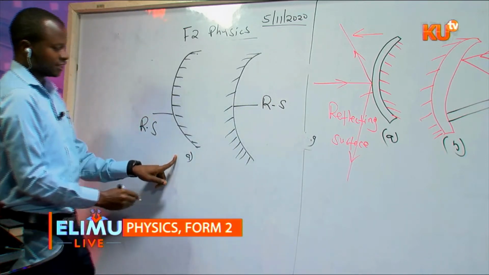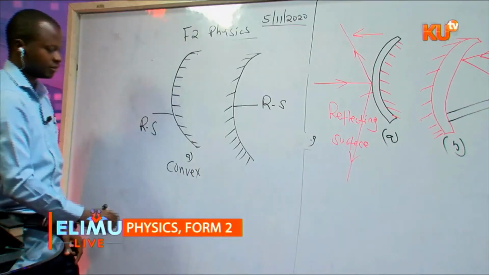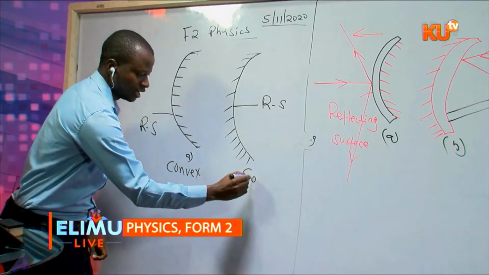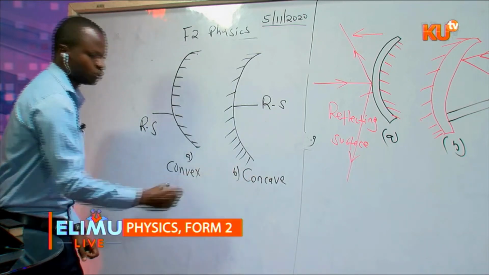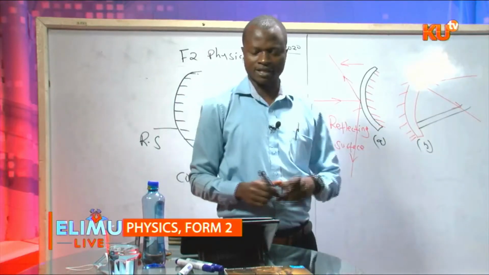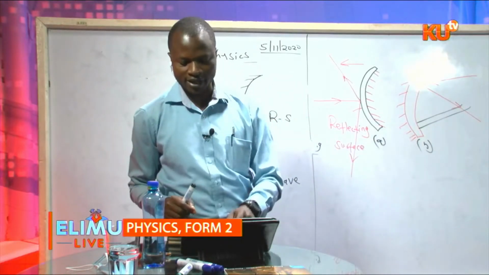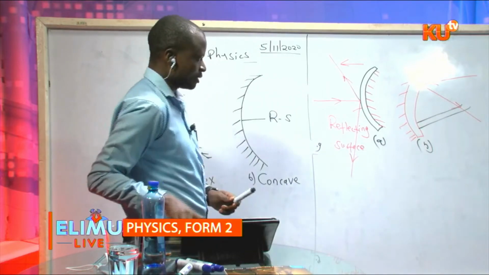So part A here represents a convex mirror, and this one represents a concave mirror. So these are the two main types of mirrors. However, there is a special curved mirror, the third one, which is called a parabolic mirror.